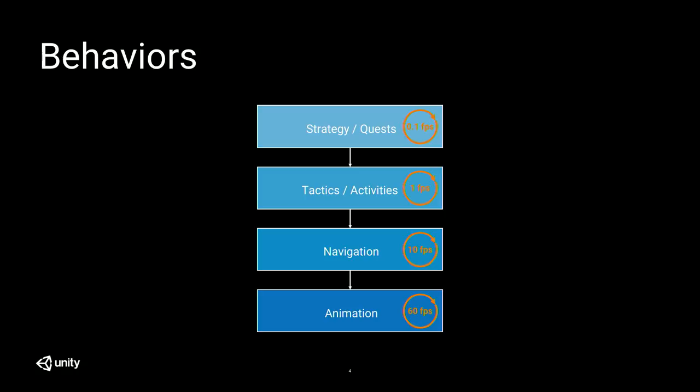So at the very lowest level of this figure, we might have something like animation. We're trying to decide how to animate a character at every frame, 60 frames a second. Above that, we might have a navigation system that's choosing waypoints for our agent to move between as it's trying to go to some destination. Beyond that, we may have tactics or activities that the agents are participating in. And even beyond that, we may have things like quest generation or the coordination of multiple agents. And so we have this nice hierarchical breakdown that also has its own temporal components, where we have very quick decisions at the lowest level and very long-term decisions at the highest level.